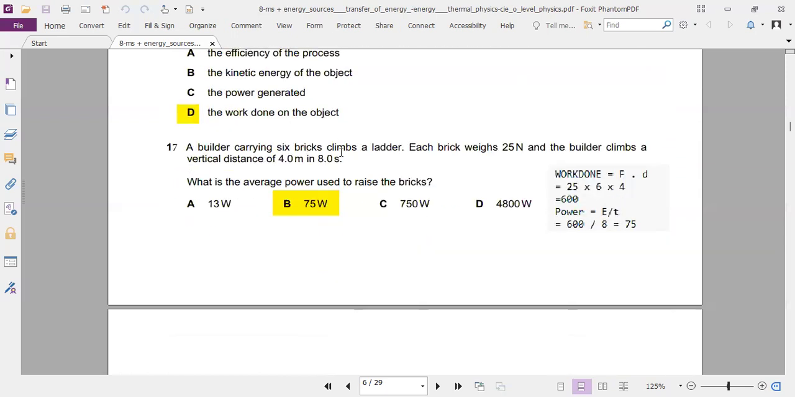Question 17. A person takes 6 bricks and climbs up the ladder. Each brick is 25 Newton, and he climbs up 4 meters in 8 seconds. Find the power. So just calculate the work done first, 600. Power is E divided by T, 75.